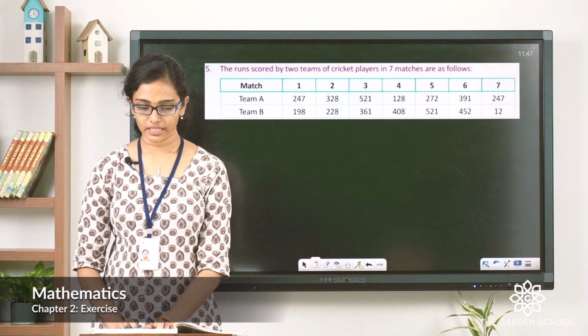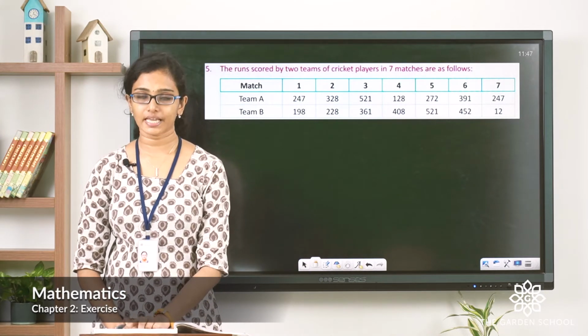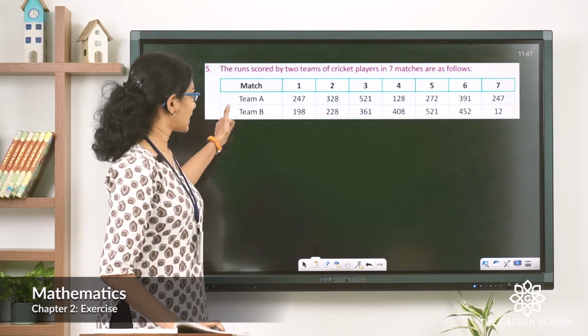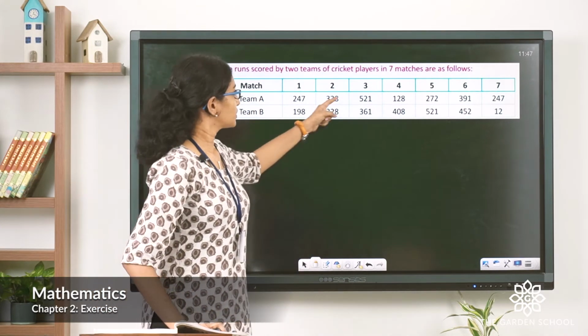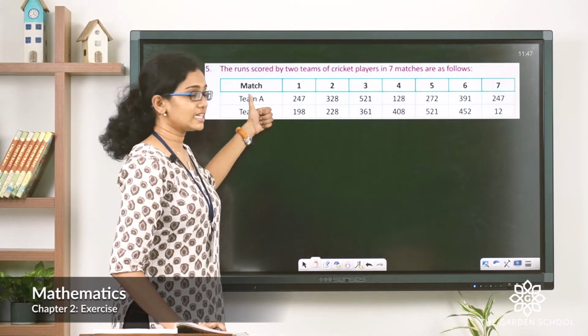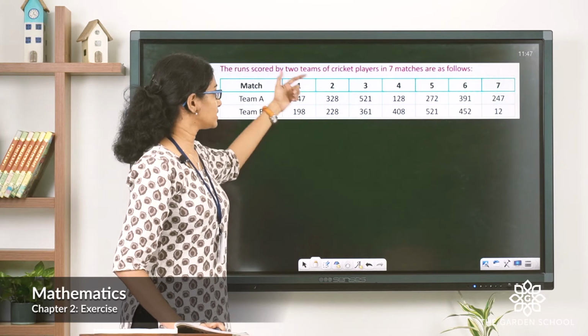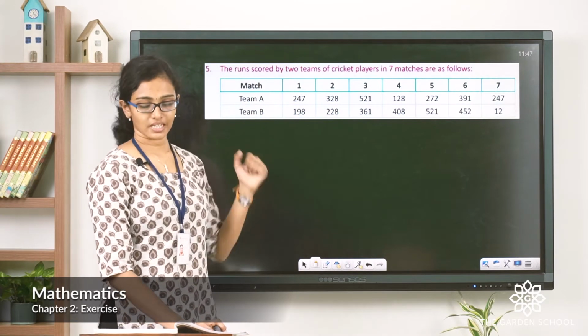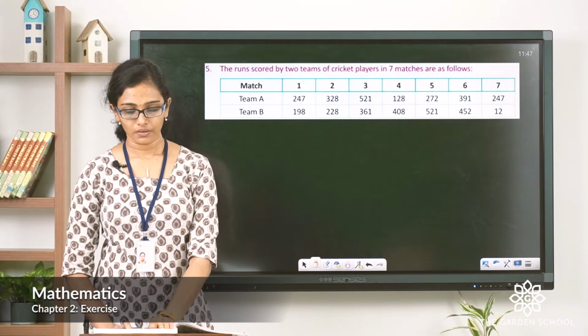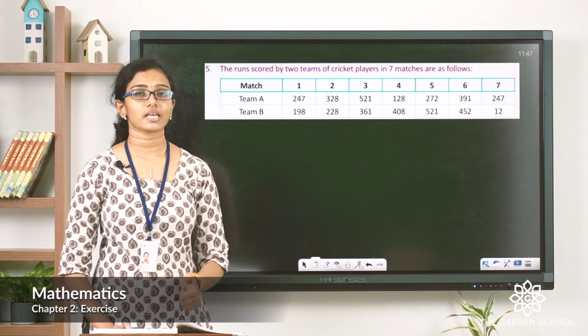The runs scored by 2 teams of cricket players in 7 matches are as follows. We have Team A and Team B, and we have 7 matches, and the score that each team got in each of the matches is depicted in this table. Now there are 3 questions following that. Question A. Which team's performance is better?